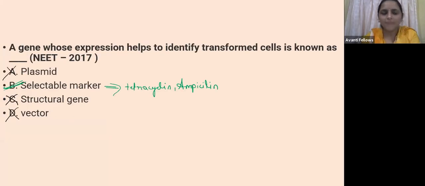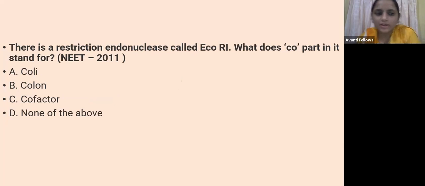Okay, it is a selectable marker, right? Now let us come to another question. There is a restriction endonuclease called EcoR1, right? Yesterday we already studied about this. So what does the CO part in it stand for?